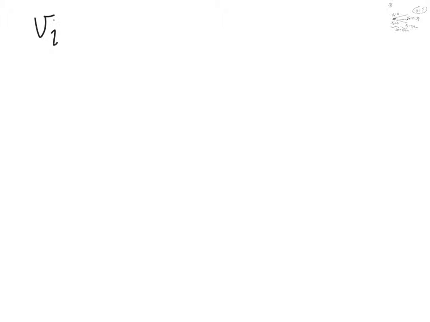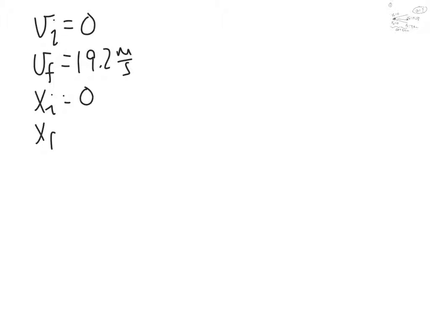Let's rewrite everything. Your velocity initial, of course, before you let the balloon go is 0. Your final velocity when the balloon leaves the slingshot is 19.2 meters per second. The initial position of the balloon is 0. The final position of the balloon is 3.4 meters. And of course, your delta x would be 3.4 meters also. And they want to know the acceleration.